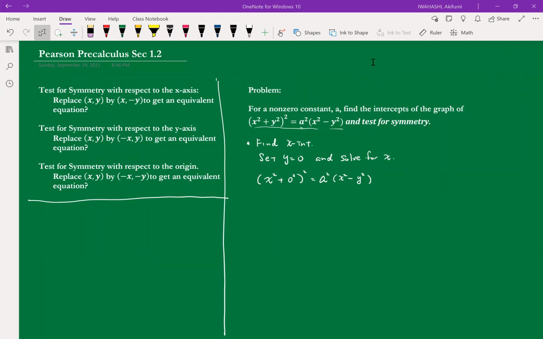Oh, sorry, this is incorrect. I set y equal to 0, so it's going to be like this. This simplifies to x to the 4th is equal to a squared times x squared. So this is a polynomial equation of degree 4, and we are going to solve it by factoring. Bring a squared x squared to the left side to set the right-hand side equal to 0, and we are going to factor it. And you can factor a bit more, like this. So the x-intercepts will be 0, a, or negative a.